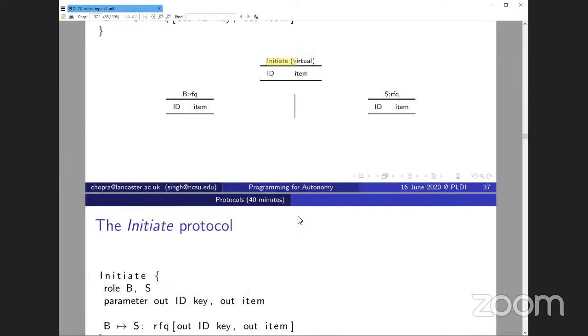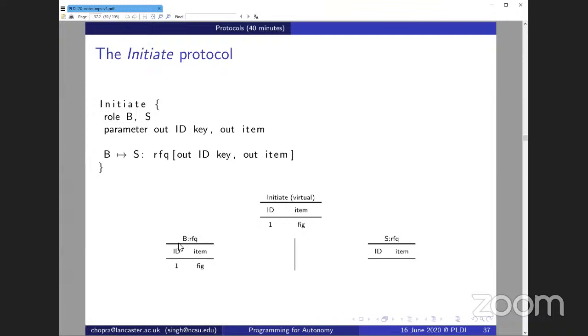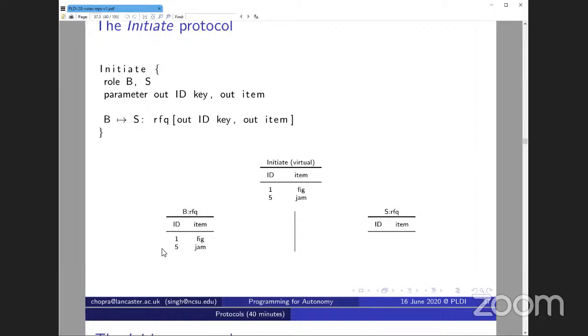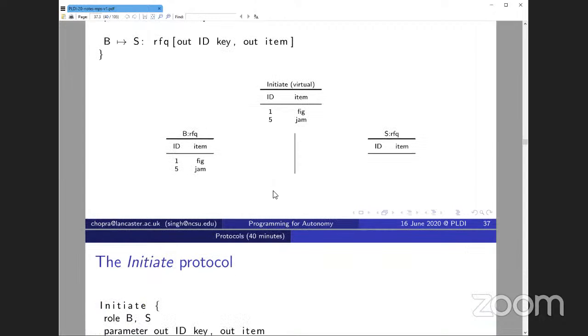The messages, when they start out, so the item in this example is a fig and not a pencil. So the buyer adds this item, ID and item to its message, to its table when it sends out the message. Immediately, the message is in the virtual table, of course, because this is just a virtual table. It's just a mathematical construct. It's not represented anywhere. But the physical message has gone out. It sends a second physical message, ID 5, a jam, which immediately gets added to the table up in the sky.